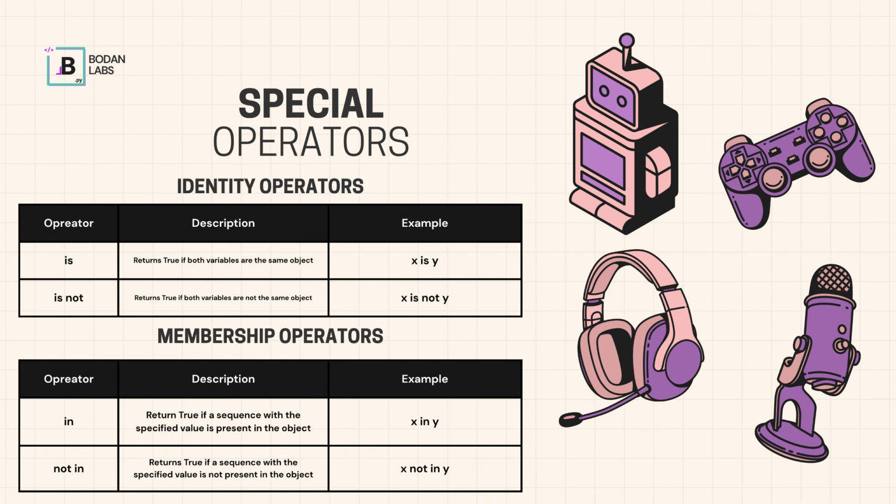We are already at the final category, which is special operators. We have two subcategories here. It is identity operators, where we have "is", that returns true if both variables are the same object, and "is not", which returns true if both variables are not the same object. And membership operators, which contains "in", that returns true if a sequence with a specified value is present in the object, or "not in", that returns true if a sequence with a specified value is not present in the object.